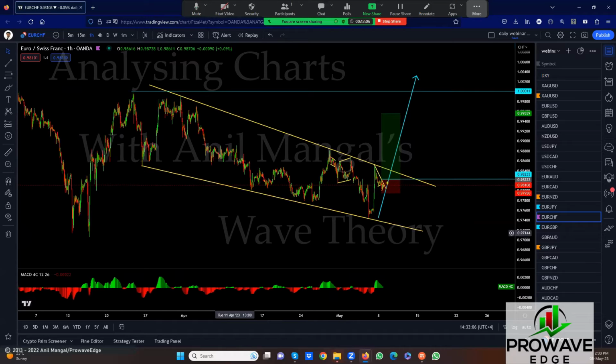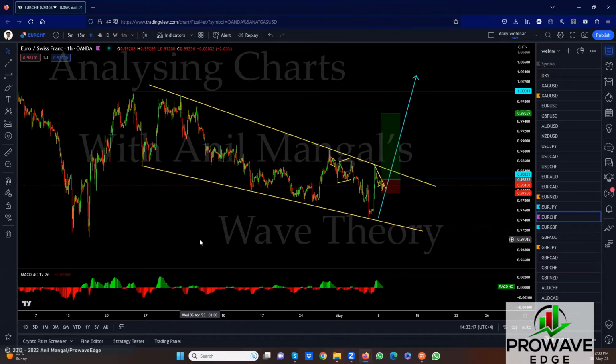So I'm expecting this to go here. It might not go in one move. It should probably do this as it goes. You can see that this one didn't go in a straight line. It had to make a lot of pullbacks and then go. That is the trade we're looking for today.